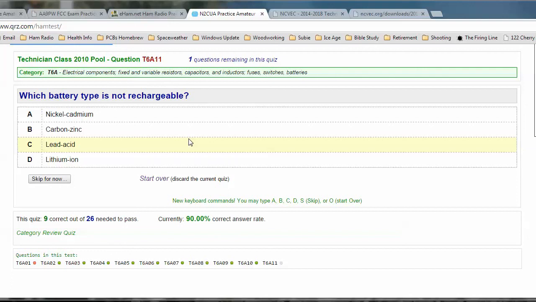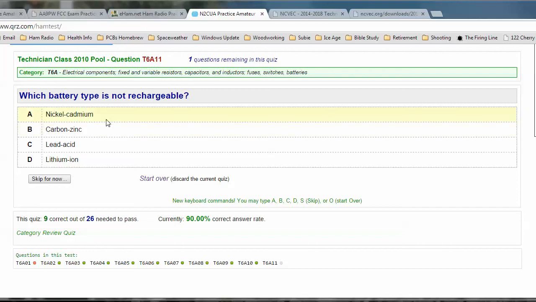Which type of battery is not rechargeable? Well, that's kind of a trick question. Nickel-cadmium is rechargeable, lead acid is. Lead acid is your car battery, the batteries in your uninterruptible power supplies hooked to computers, or in emergency lighting. Lithium ion is most definitely rechargeable and capable of delivering a fair amount of current per unit size. They're small, but they pack a lot of current.